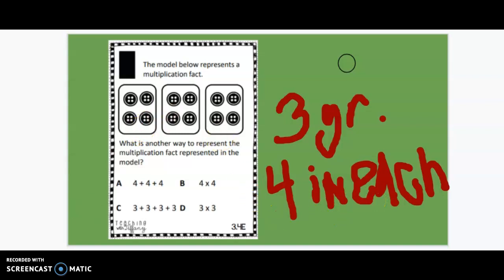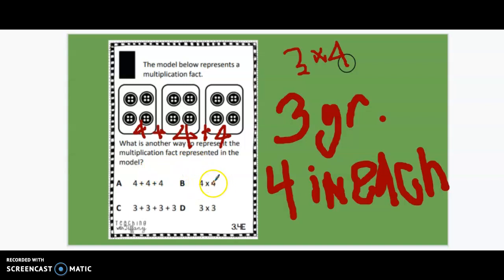So this here, this could be 4 plus 4 plus 4. Or you could also do 3 times 4. So let's look at our answer choices. 4 plus 4 plus 4. Well, there's that. I have one group of 4, another group of 4, and another group of 4. That is 3 groups and 4 in each group.